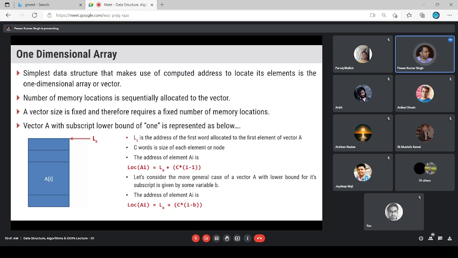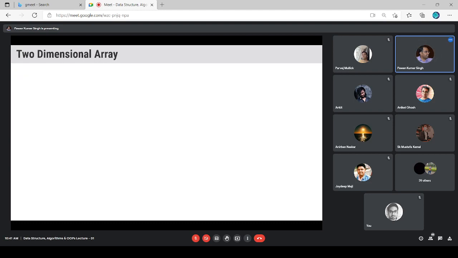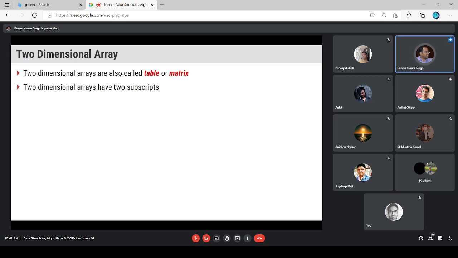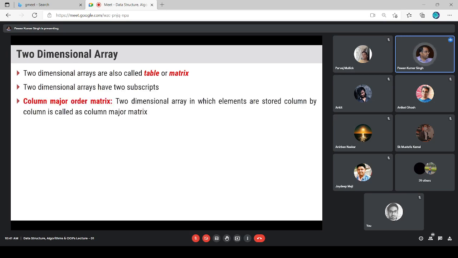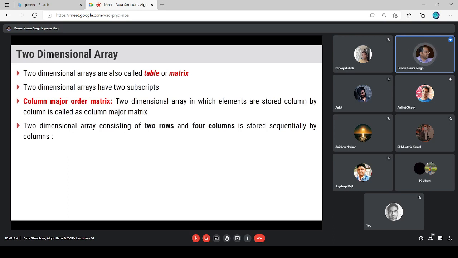This is the I minus 1. So L0 plus I minus 1 into C. Now the two-dimensional arrays are also called a table or a matrix. They have two subscripts. One is the column. The two-dimensional array in which the elements are stored column by column is called a column major matrix.